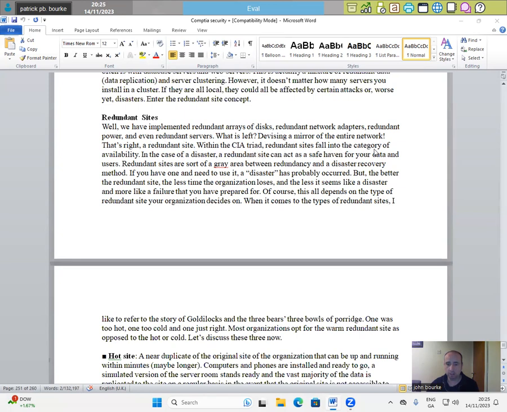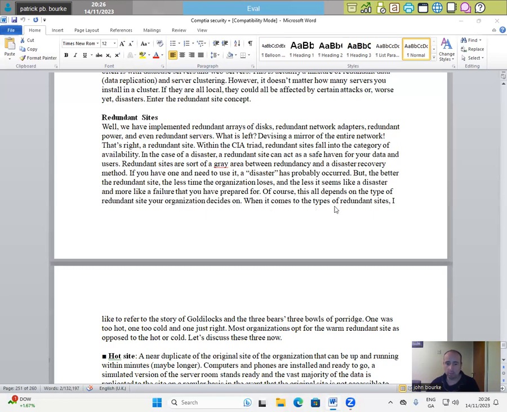Redundant sites fall into the category of availability. In the case of a disaster, a redundant site can act as a safe haven for your data and users. Redundant sites are sort of a gray area between redundancy and a disaster recovery method. If you have one and need to use it, a disaster has probably occurred, but the better the redundant site, the less time the organization loses and the less it seems like a disaster and more like a failure that you have prepared for. Of course, this all depends on the type of redundant site your organization decides on.